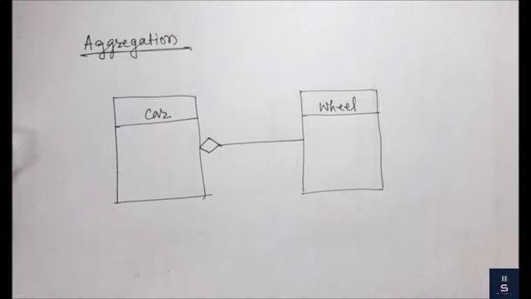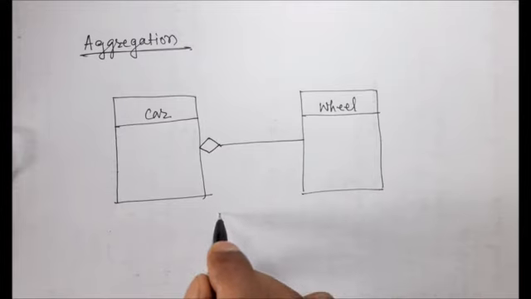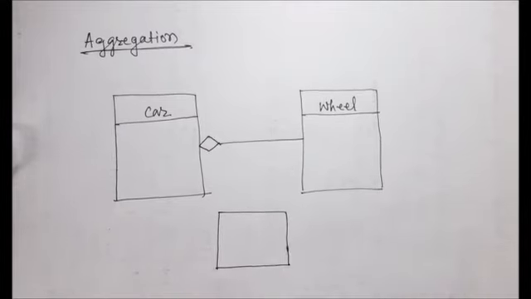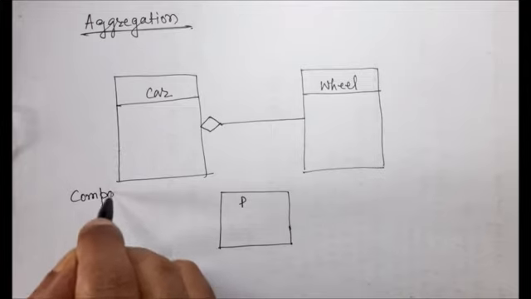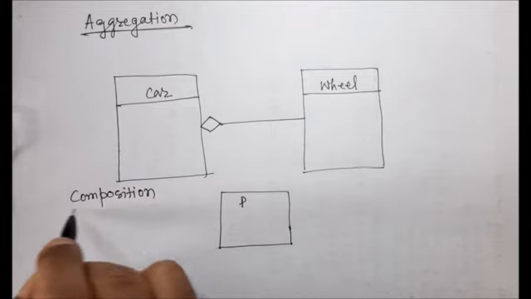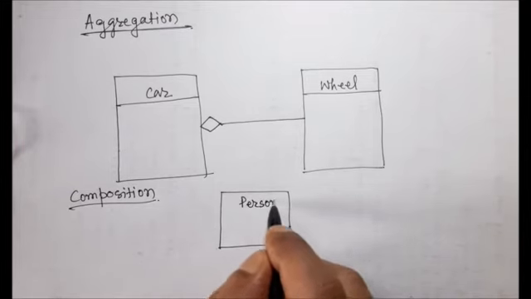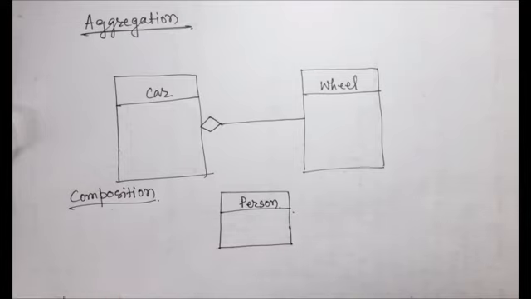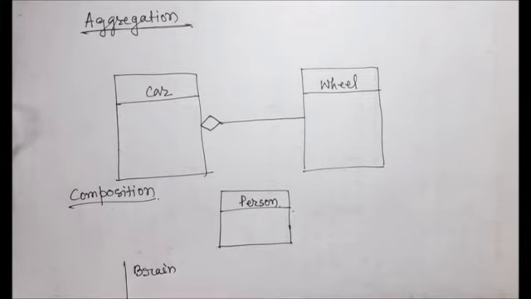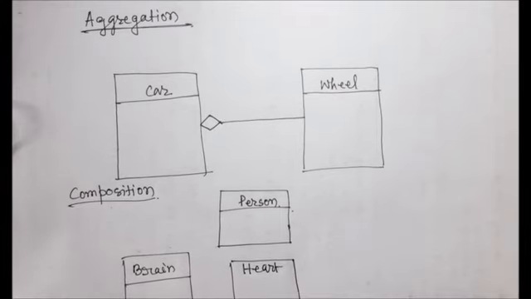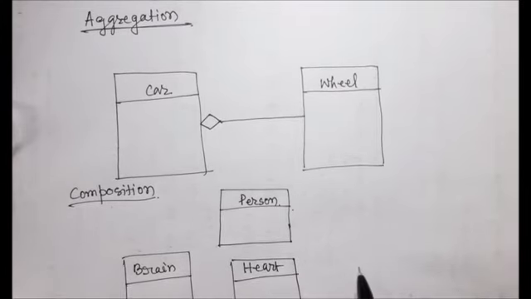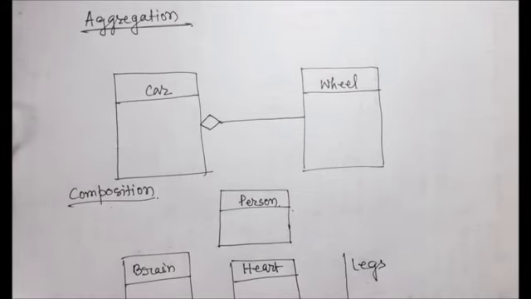Suppose a person is a class. Okay. So, one of the class names is called person, and right now I am talking about composition. So, person is a class and the person has a brain. Okay. So, brain is one of the classes, and heart is another class, and legs, this is another class.